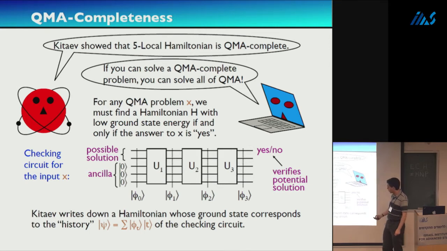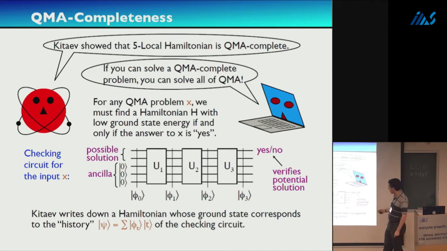And you see that this ground state incorporates the whole history of this circuit. It's called the history state. With appropriate Hamiltonian terms, we can make any state that's not of this form have higher energy, and any state of this form have low energy only if the output of the circuit is yes. There are lots of different states of this form depending on what possible witness we put in here. So if there's some witness that you can put in here that gives a yes output, then this state will have low energy. And if anything you put in here will give a no answer, then this state will have high energy.